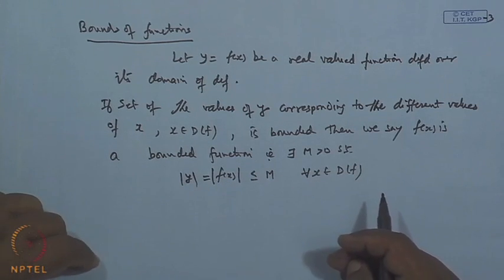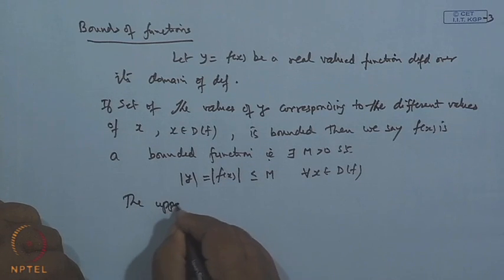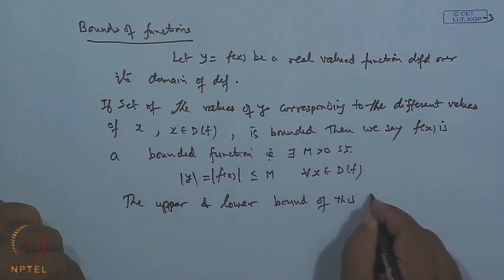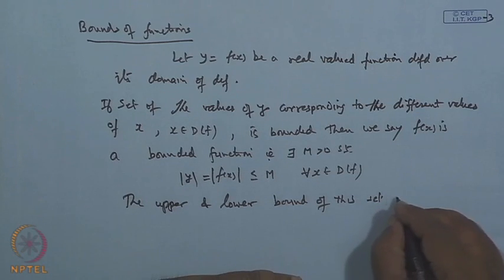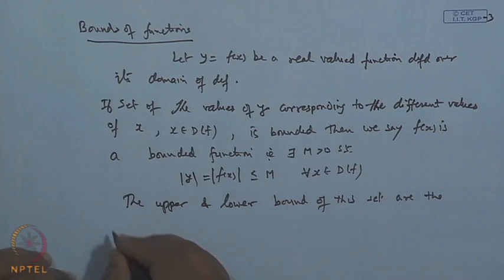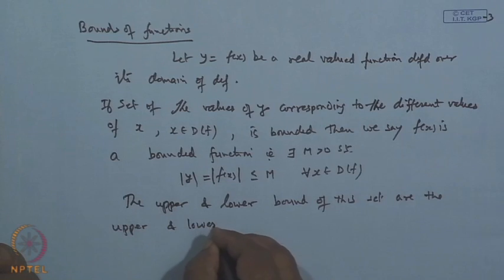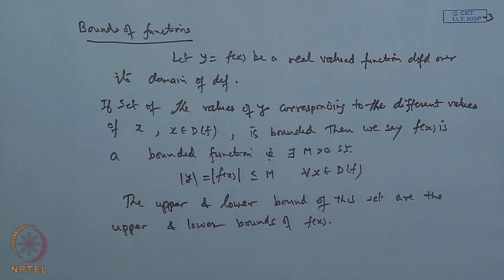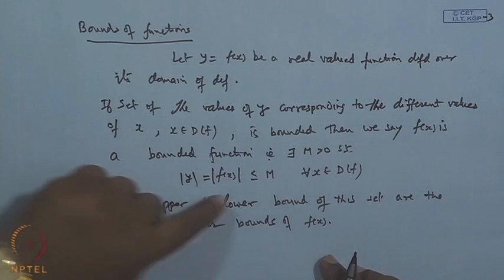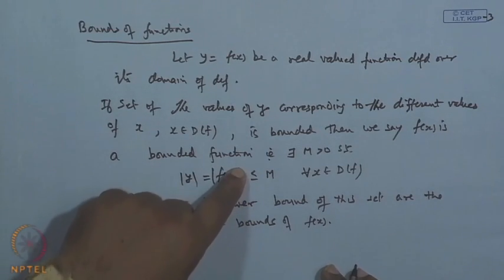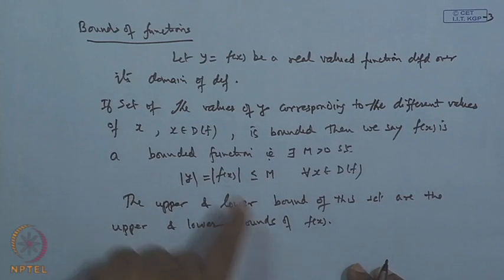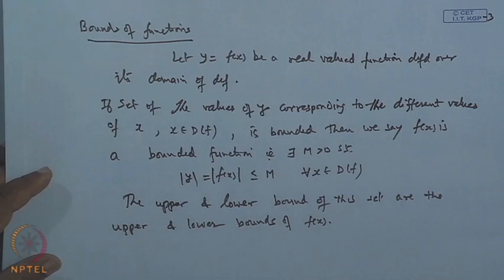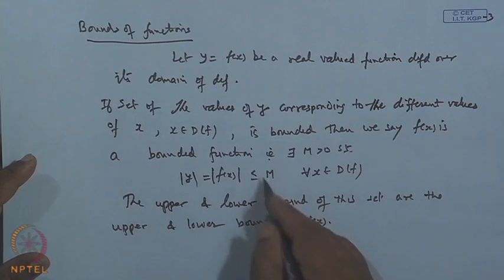In a similar way, the upper and lower bounds of this set are the upper and lower bounds of the function f(x). That is, if you want the upper bound of f(x), then find all the images, and among these images find the upper bound. That upper bound will be the upper bound for f(x), and similarly the lower bound for f(x). If this upper bound is finite, fine, otherwise this may be an unbounded set, if we are not able to get M to be finite. Okay.